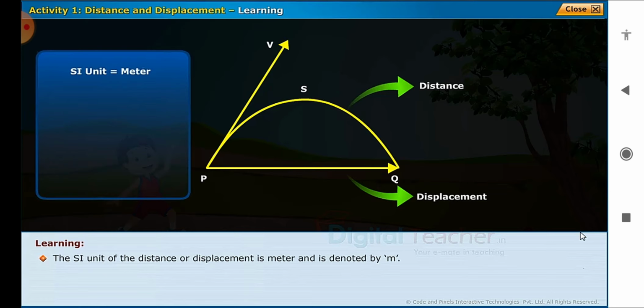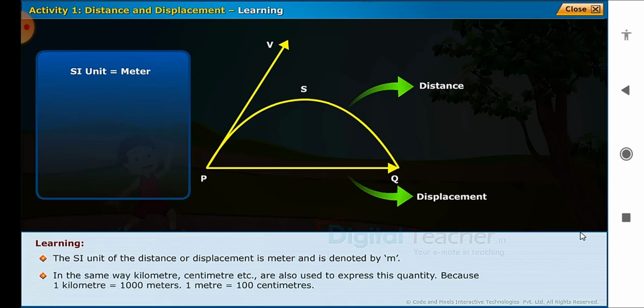The SI unit of distance or displacement is meter and is denoted by m. In the same way, kilometer, centimeter, etc. are also used to express this quantity. Because 1 kilometer is equal to 1000 meters, 1 meter is equal to 100 centimeters.